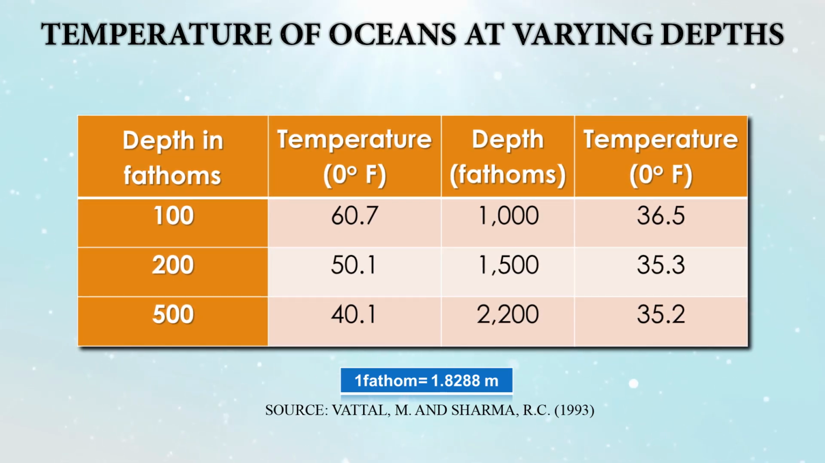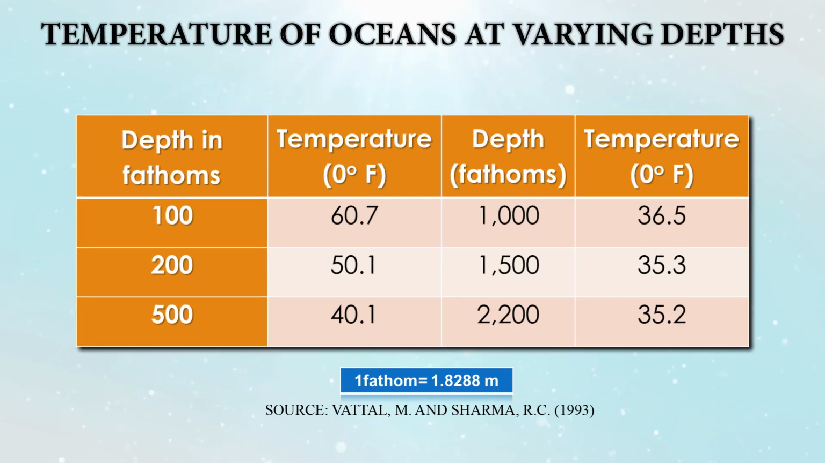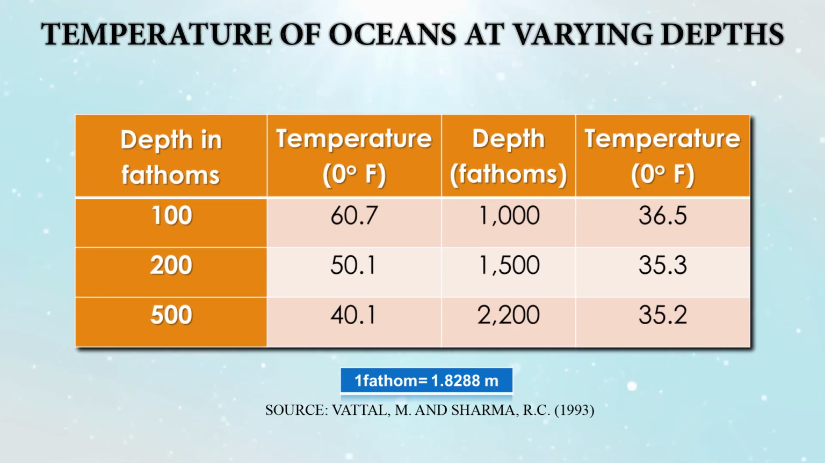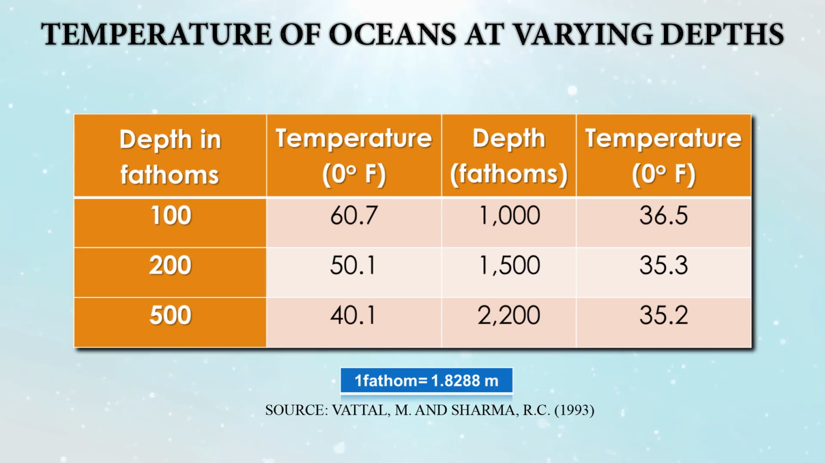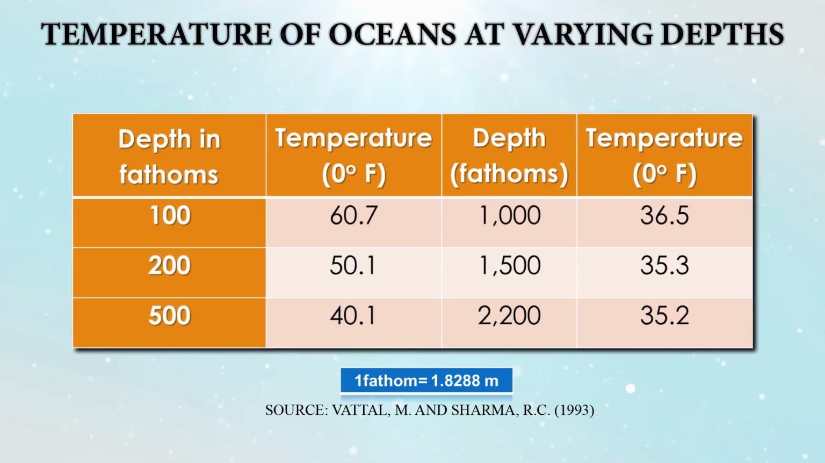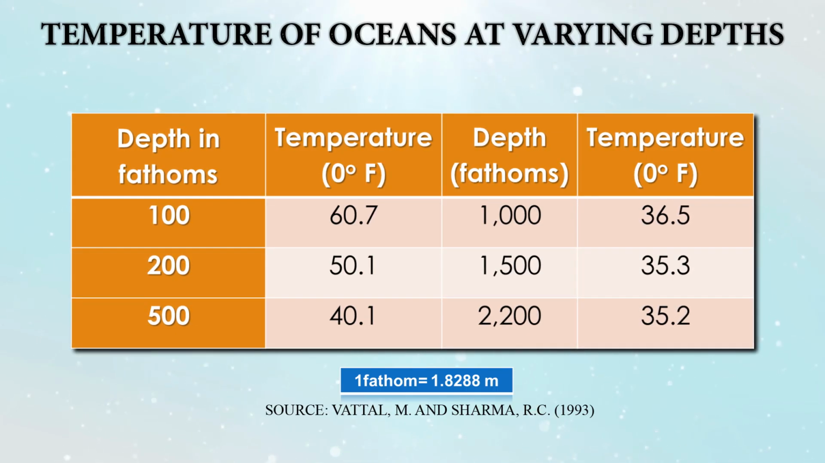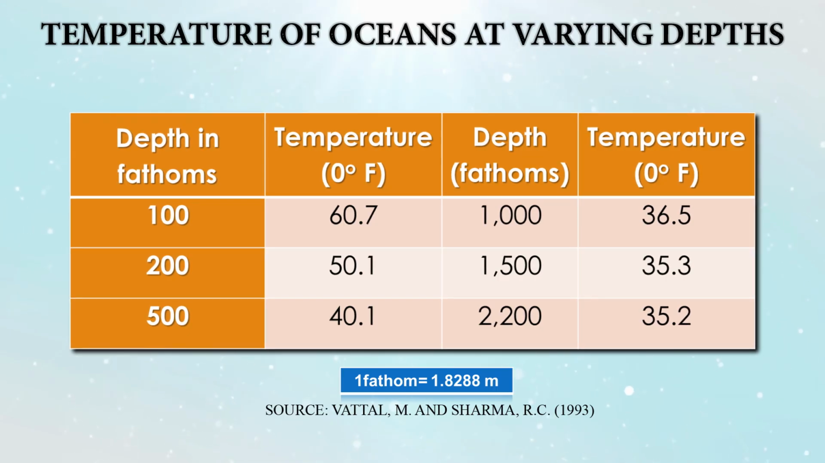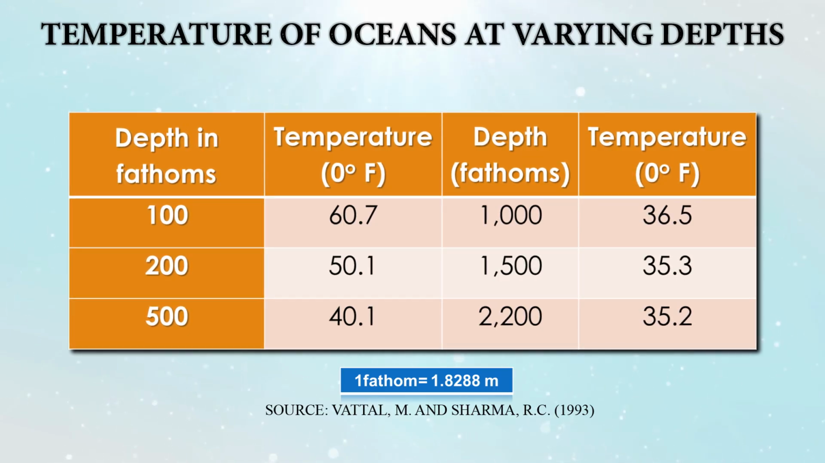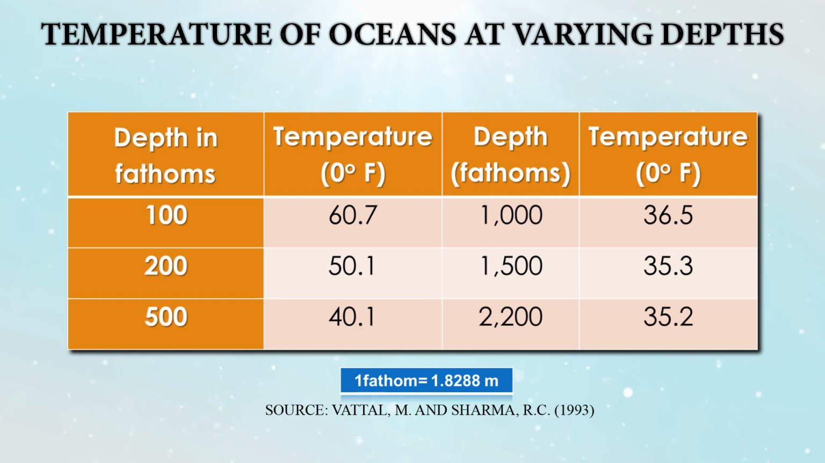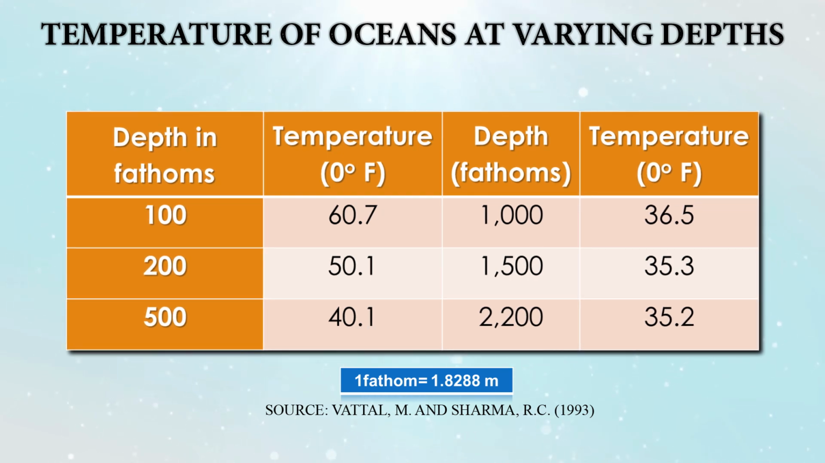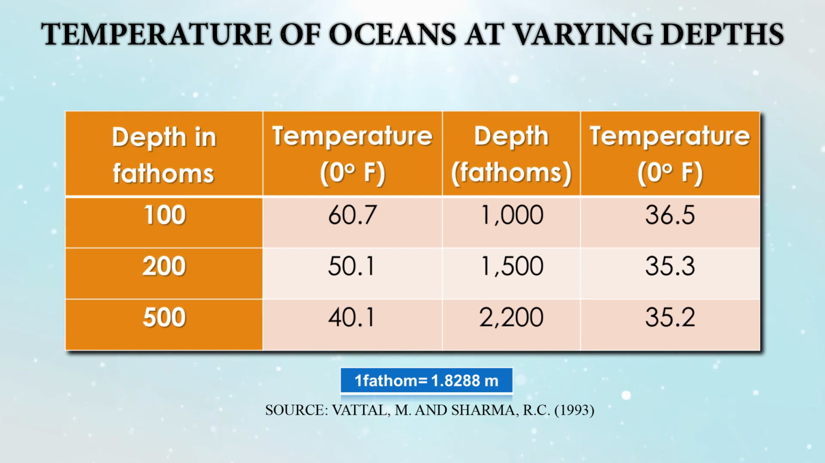You can see that the temperature of the oceans is decreasing with depth. The depth in fathoms is given on the left side, with 100, 200, 500 fathoms depth, and you can see that the temperature is getting reduced from 60 to 50 degree Fahrenheit to 40.1 degree Fahrenheit.